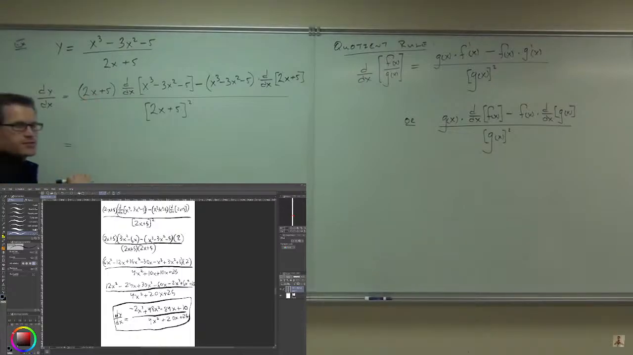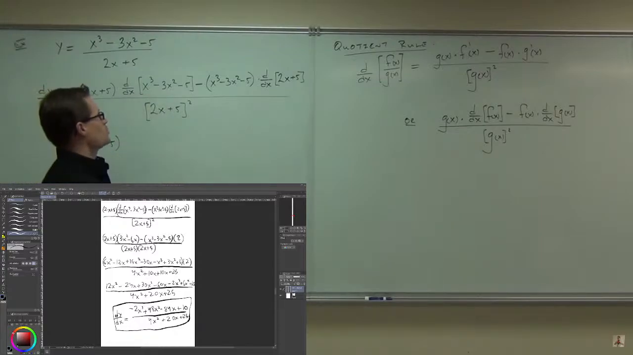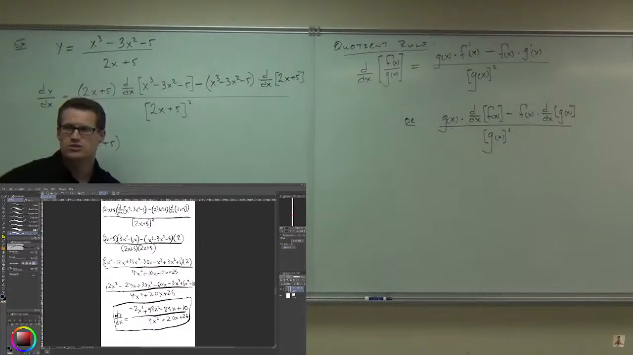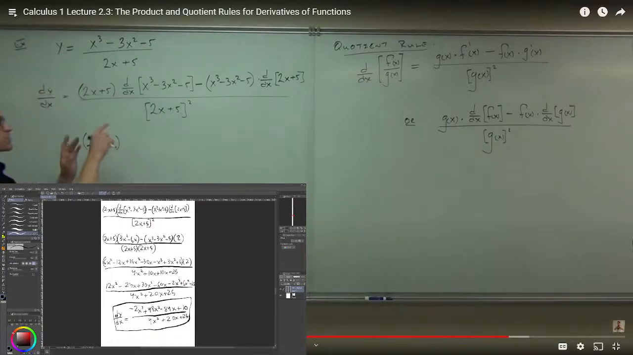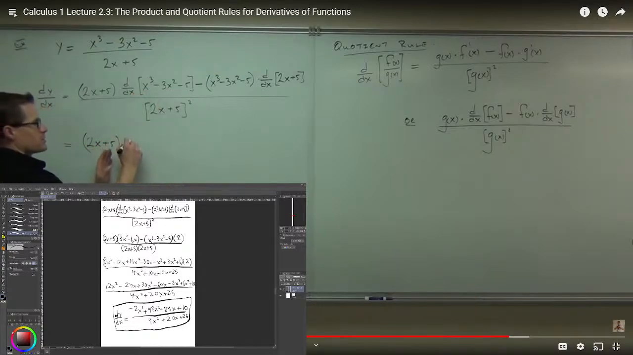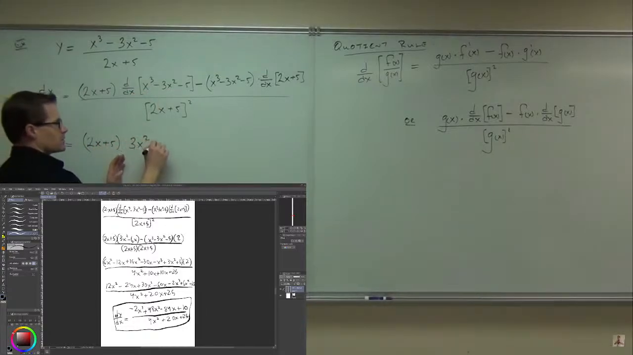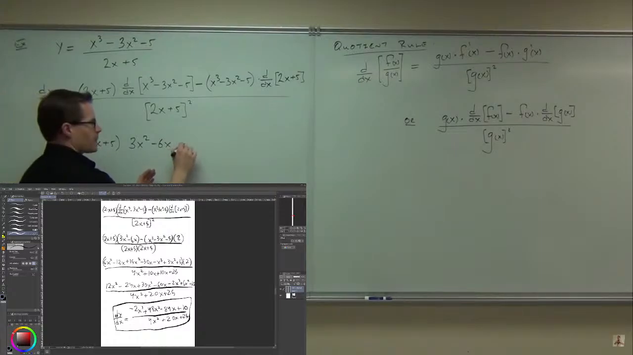Does the 2x plus 5 change? No. Does the x cubed minus 3x squared minus 5 change? Yes. Follow the d/dx, follow the derivative. Everybody, what is the derivative of this, please? 3x squared minus 6x, yeah. So far, so good?